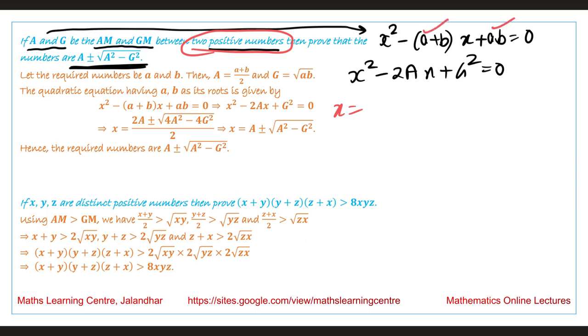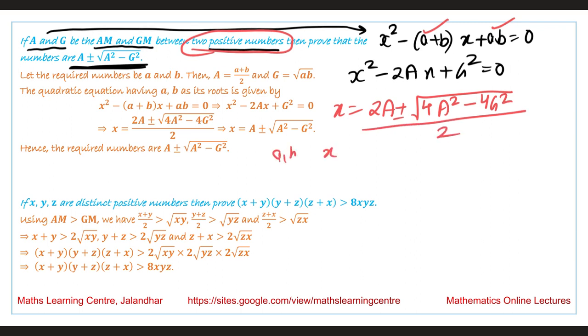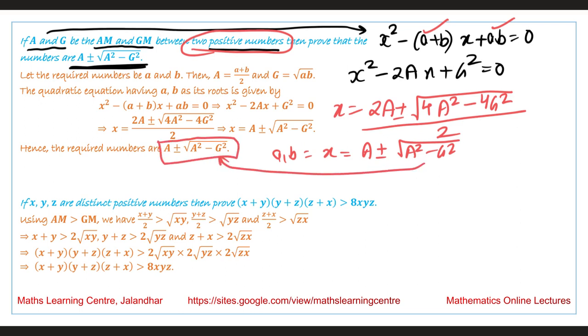So the values of x we obtain are: x equals minus (minus 2A) plus minus square root of 4A square minus 4G square, divided by 2. So we are saying the values of a and b, that is x, is equal to A plus minus square root of A square minus G square. So these are the two numbers that we have. These, A plus minus square root of A square minus G square, are the required numbers.